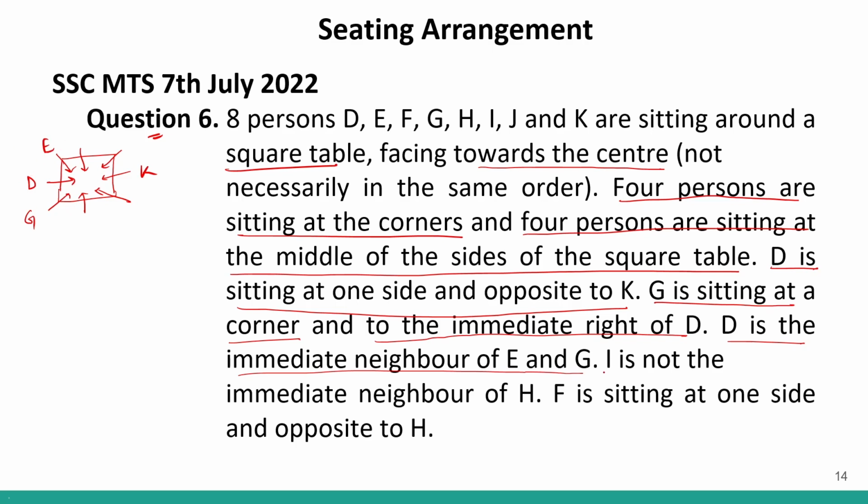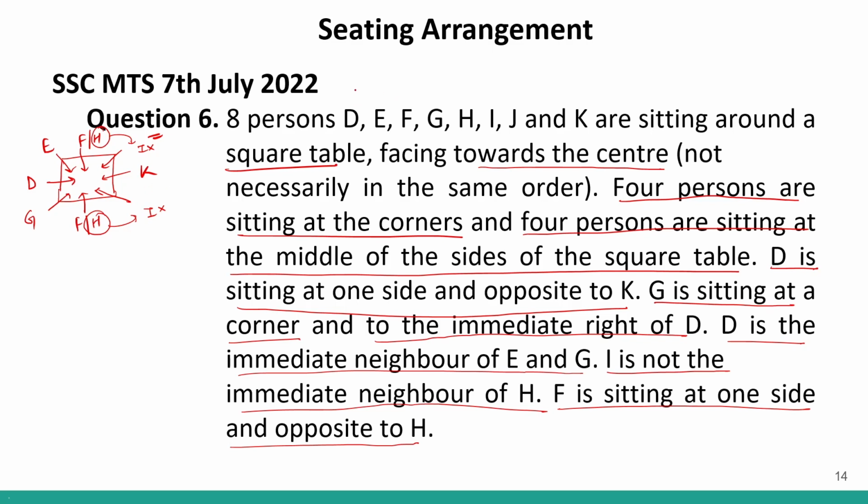Now, I is not the immediate neighbor of H. Let us hold this information. It is given to us that F is sitting at one side and opposite to H. So F can come over here, H can come over here. Similarly, over here we can have F or H because it is not clear to us which side they are sitting. It is just given that I is not the immediate neighbor of H. So if H sits over here, I will not come over here, and if H sits over here, I will not come over here. So over here also we have 2 possibilities.